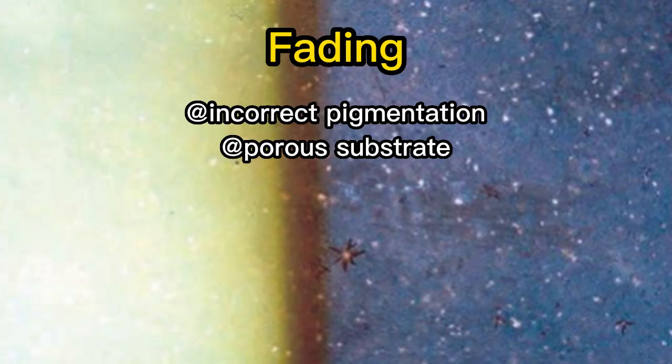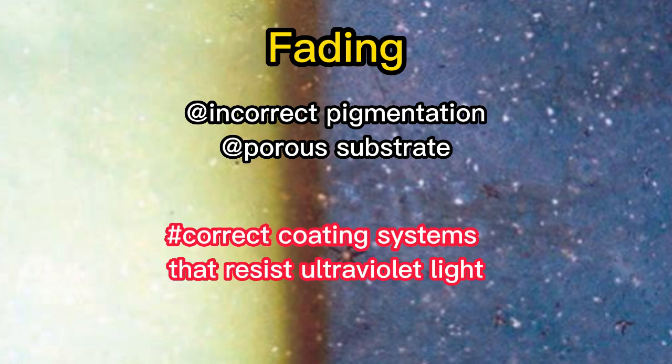Fading is caused by incorrect pigmentation, use of non-light stable organic pigments, atmospheric contamination, or a porous substrate. To prevent fading, use correct coating systems that resist ultraviolet rays and fading, and use a coating with light stable pigments.